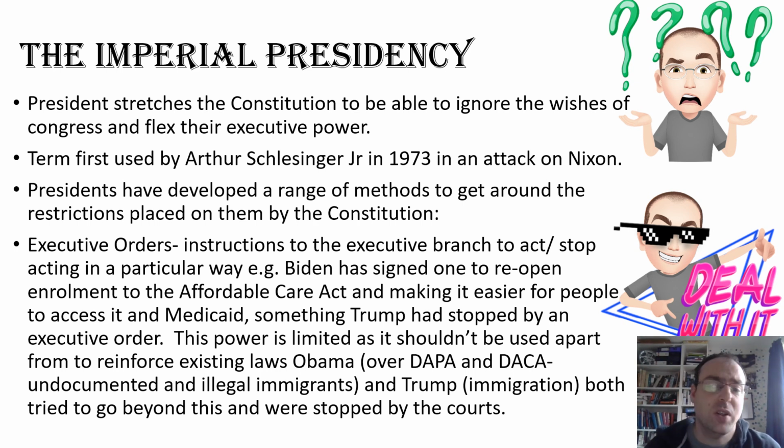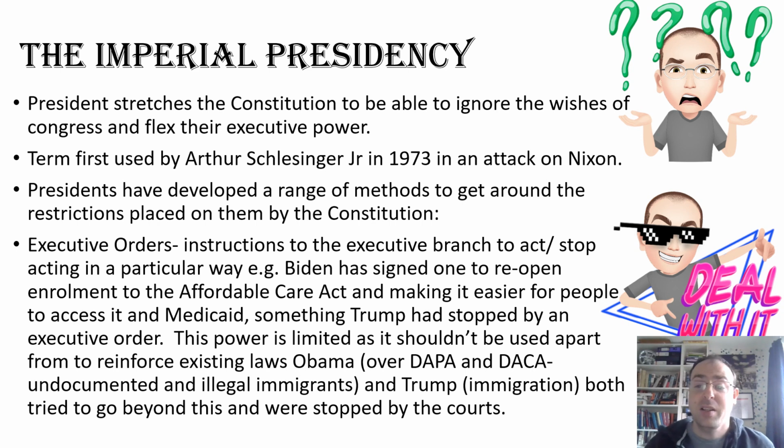Now, one of the theories to look at in terms of the presidency, and leading to one of the big debates about the presidency, is this idea of an imperial presidency. And this is the idea that the president stretches the constitution beyond where it should be and can ignore the wishes of Congress and flex their executive power muscle, really. The idea of the imperial president is this super powerful president who can really do what they want. It was first used by Schlesinger in '73 as an attack on Nixon.